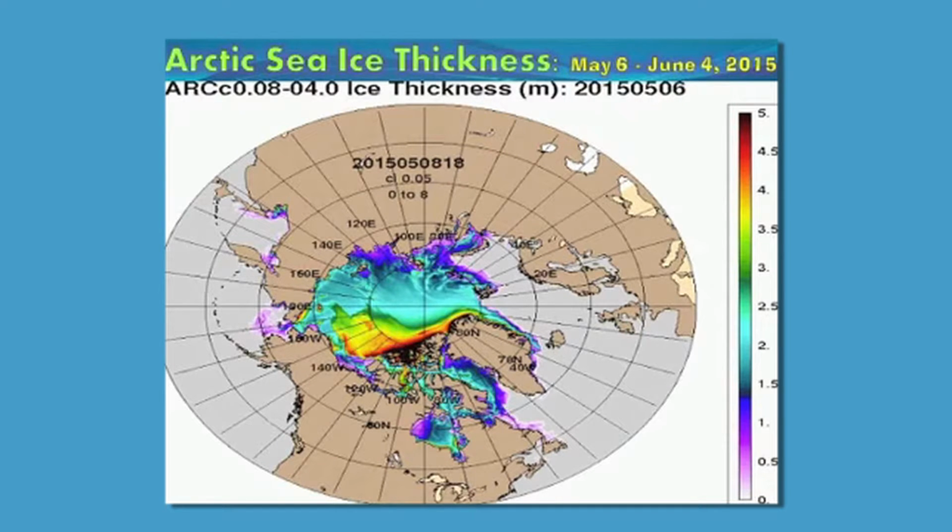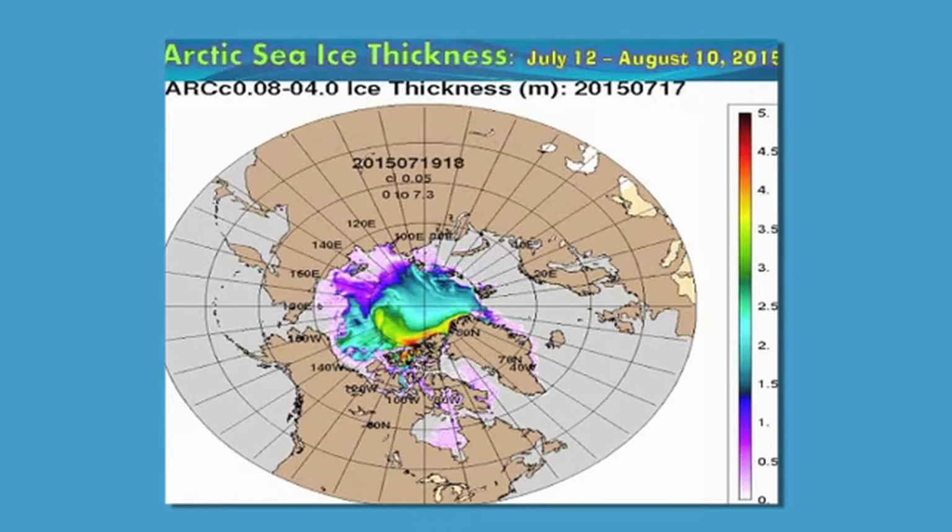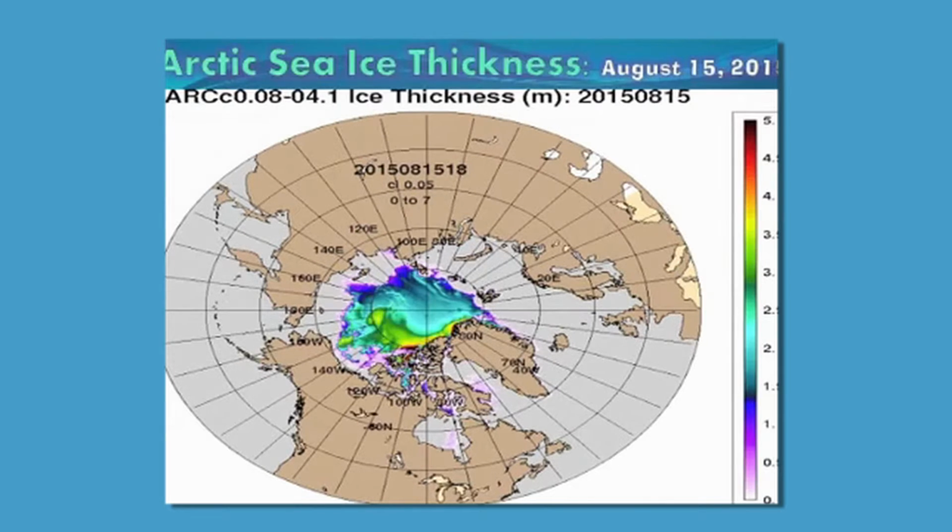So a little bit further on in the summer, this map from July 5th, we can see the sea ice thickness is in steep decline. In fact, you can hardly see any of that green ice that we had a little bit earlier. So let's watch that green ice kind of slip away. It's just starting to go away because the ice is not as thick as it used to be.